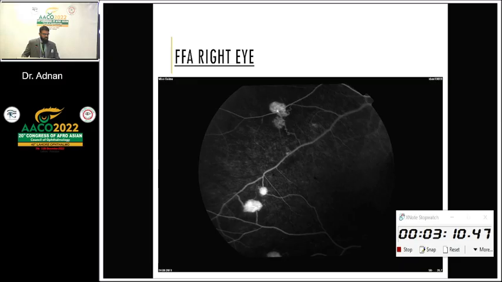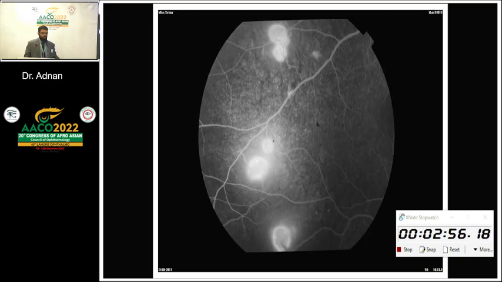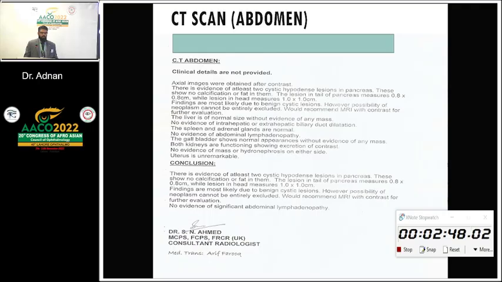In the FFA you can easily appreciate the same red lesion shown previously, having hyperfluorescence in the early stages of the FFA. The similar stage picture with more brightness, and this is the late leakage from the same lesion. The MRI report was almost normal. The CT scan abdomen showed multiple cystic lesions in the pancreas.